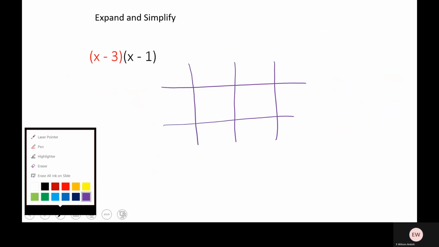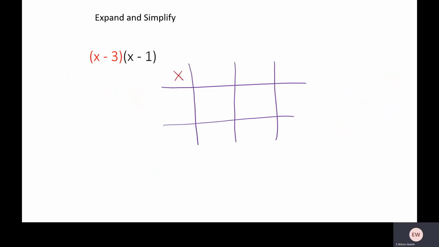Now let's look at this one. I'm going to use the grid method to do this. So I'm going to draw my grid. I have the multiplication sign there. So the first bracket, I'm going to put x and then minus 3. Then in the second bracket, I'm going to put x and minus 1. So let's do the multiplication now.